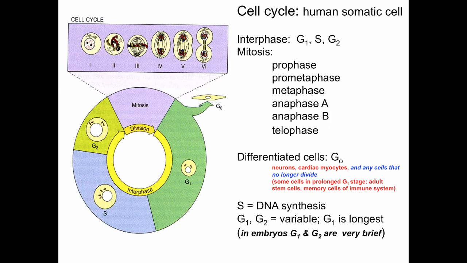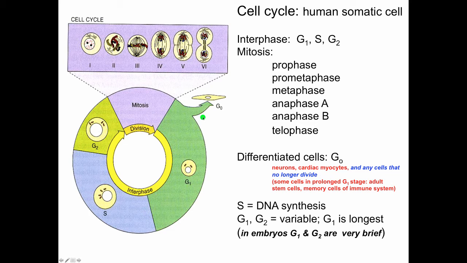This shows a simplified human somatic cell cycle. Across the top, one can see the stages of mitosis. So there's prophase, prometaphase, metaphase, anaphase A, anaphase B, and telophase. And then the simplified diagram shows the major stages of the cell cycle. Interphase, consisting of G1, S, G2, and then mitosis. And then, of course, it shows differentiated cells, cells that go into G sub 0.